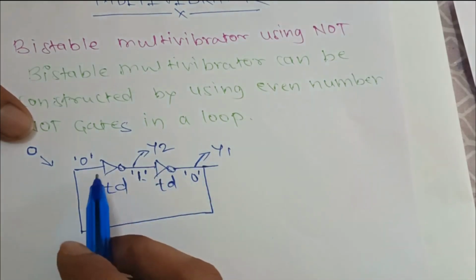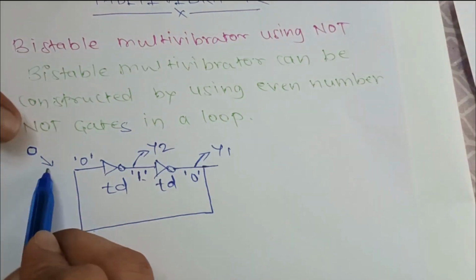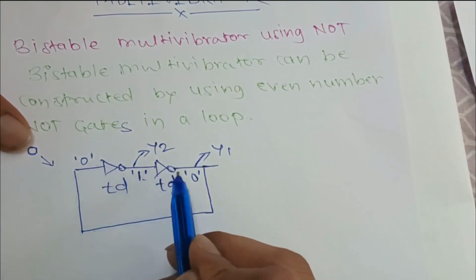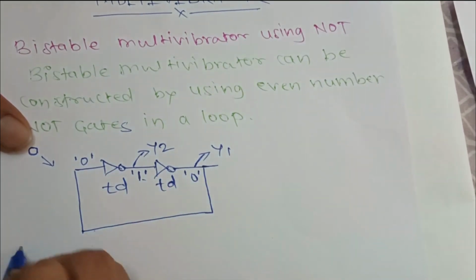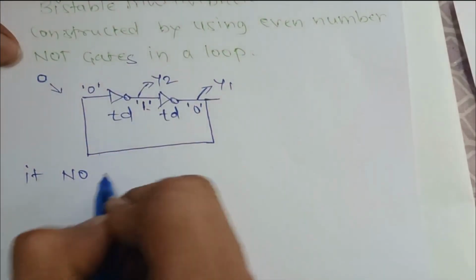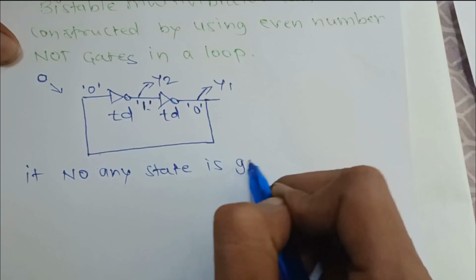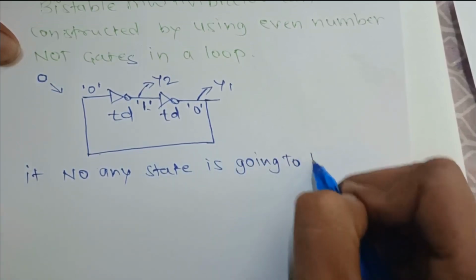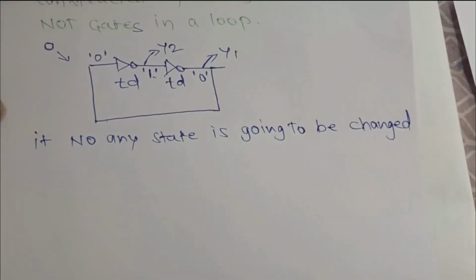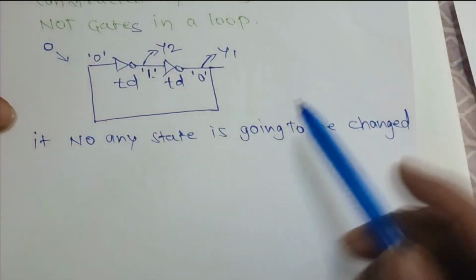That means if you see over here, there is no state change happening, right? We have given 0 as input and ultimately we got 0 over here. That means no state is going to be changed. Okay. So this is how the construction of bistable multivibrator is going to happen by using NOT gate.